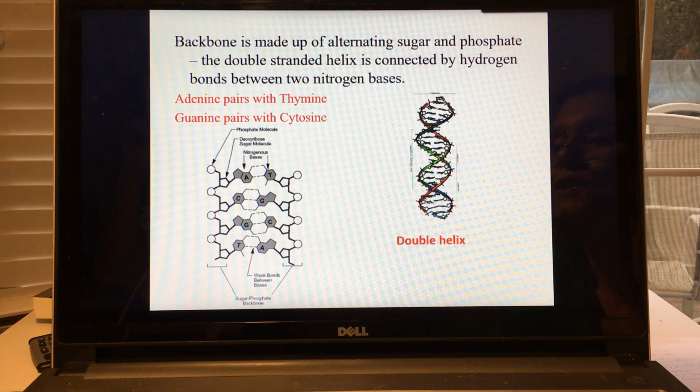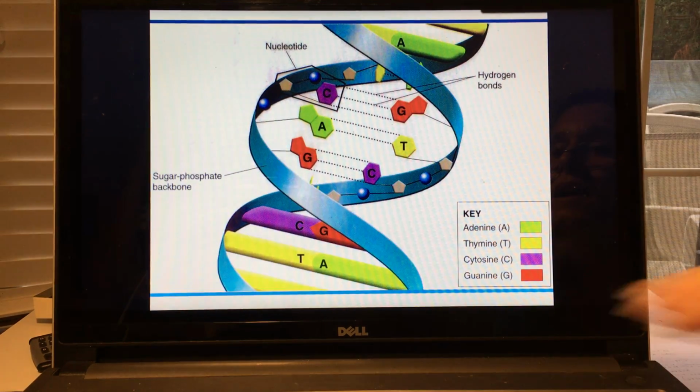So again, if you're talking about a DNA molecule, you always want to talk about A going with T and G going with C, and that those 2 bases would be complementary to each other. It's a very important vocabulary word to always use when you're writing about DNA.